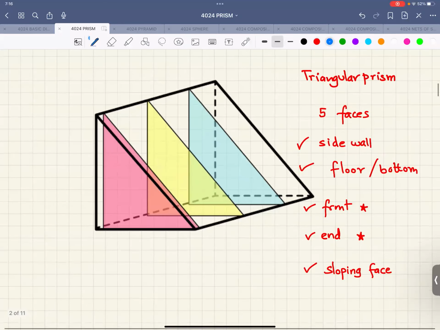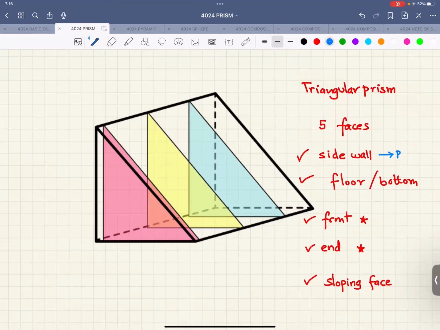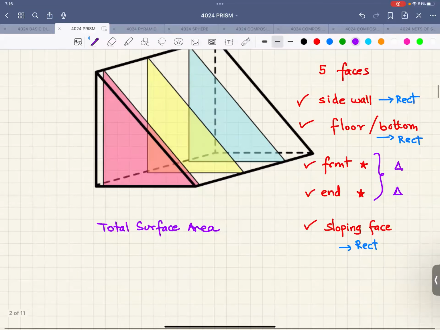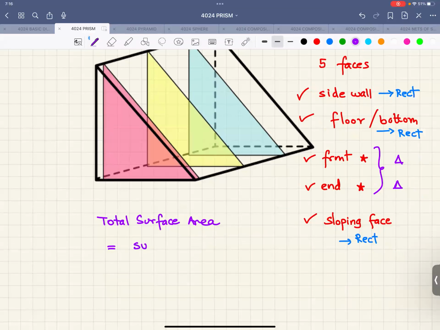Now, if I write further, the side wall is a rectangle. The floor and the bottom, that's a rectangle. The sloping face is again a rectangle. And what about the front and the end? They are triangles. So if I'm talking about the total surface area of any prism, in this case, it's a triangular prism. So total surface area is sum of areas of all the faces.